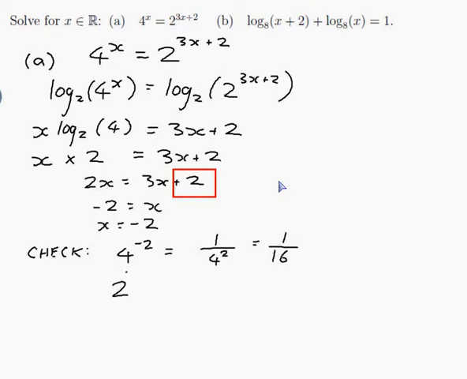And 2 to the power of 3 times negative 2 plus 2 is 2 to the power of minus 6 plus 2, so 2 to the power of negative 4, which is 1 over 2 to the power of 4, which is 1 over 16. So it does work after all. So finally, therefore, x is equal to negative 2.